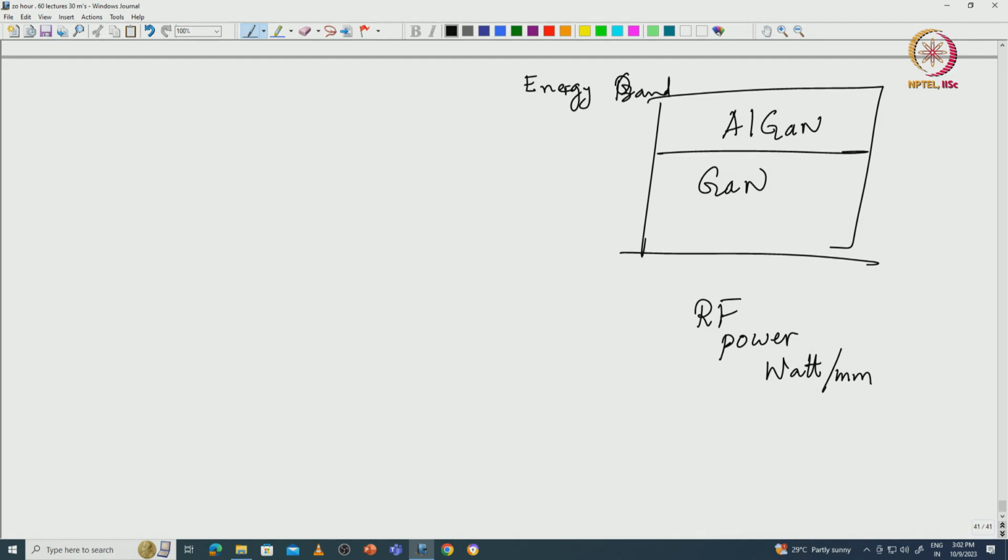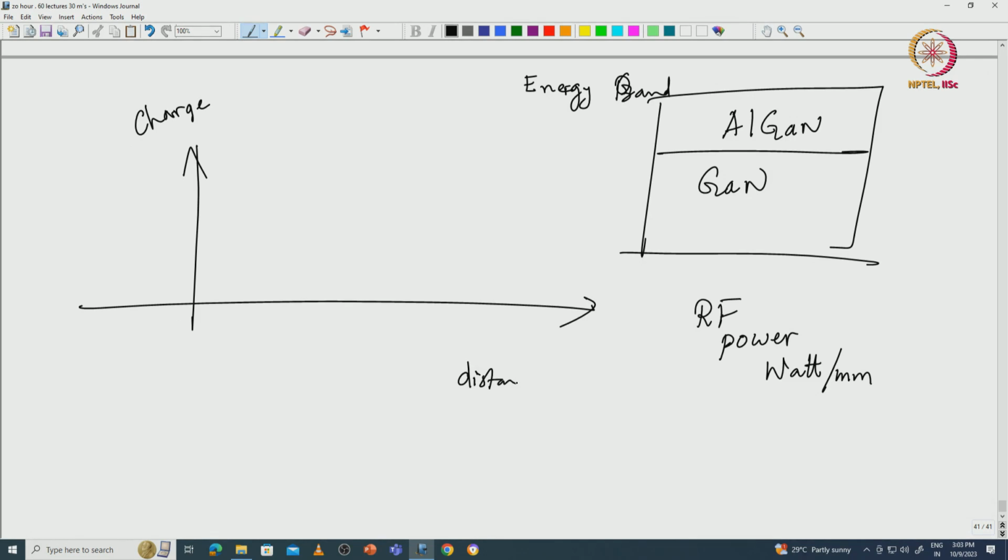So I will draw the charge, and the x axis is the distance. If I say this is 0, the top, I will go this way, x, I will go down. Okay, so the AlGaN thickness is suppose d, and the GaN thickness is very large, I do not care. So GaN thickness is very large.